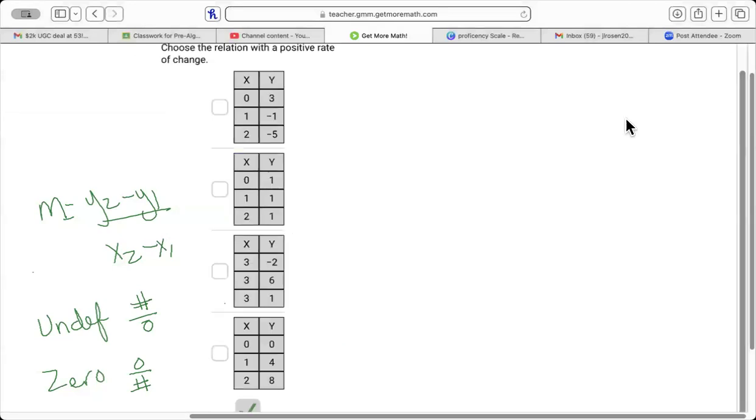I think that's what we just did. Okay, positive rate of change. So same thing here, x1, y1, x2, y2, and set it in the right way. So y2 is -1 minus y1 is 3 over x2 is 1 minus x1 is 0. So 1 minus 0 is 1. And then put that in my calculator.